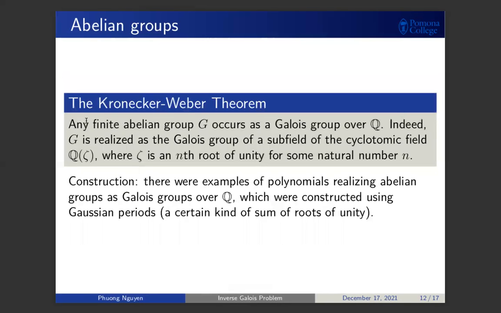Then the Kronecker-Weber theorem actually states that any finite abelian group G occurs as a Galois group over Q. Indeed, G is realized as the Galois group of a subfield of the cyclotomic field Q adjoin zeta, where zeta is an nth root of unity for some natural number n. So for the example that we did earlier, K is equal to the field in between in the tower. K is equal to Q adjoin theta, and theta can actually be constructed using Gaussian periods, which are a certain kind of sum of roots of unity.